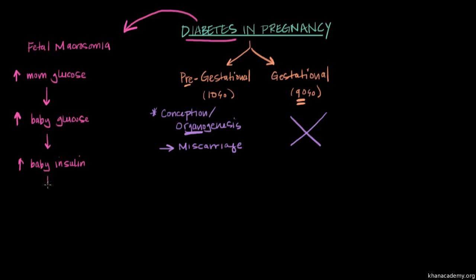And that insulin does a few other things. It also stimulates fat storage in the body, right? And it also binds to receptors on different organs, such as the heart and the liver, and it causes them to grow. It causes the organs to actually grow in size. And so the end result of it all, the end result of the high glucose levels in the mom, leading to high glucose levels in the baby, leading to high insulin levels in the baby, is that the baby grows to a larger size than normal, which is called fetal macrosomia. Macro for large and soma for body, so larger body.